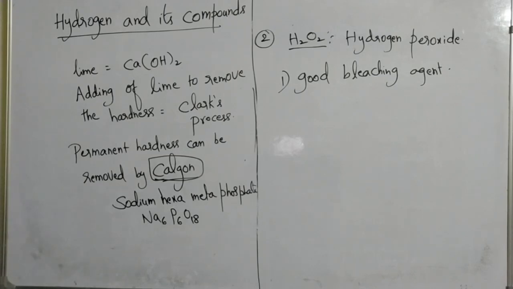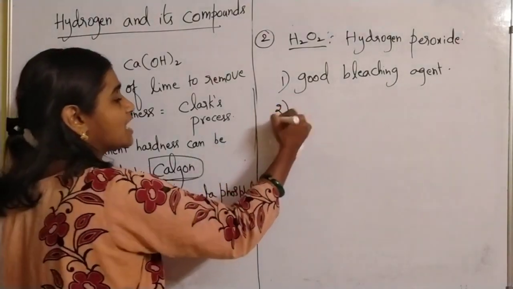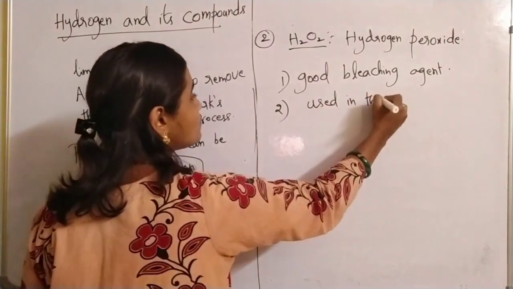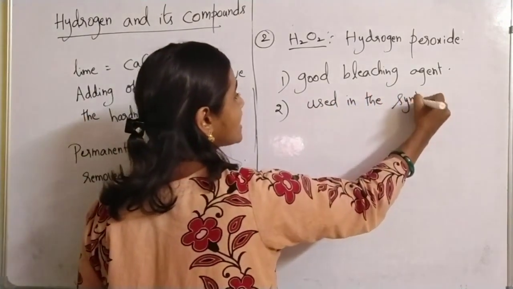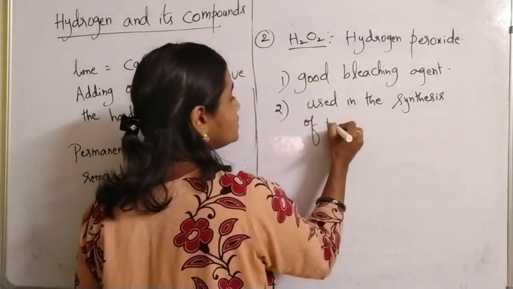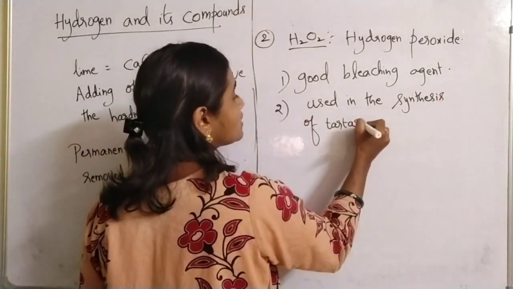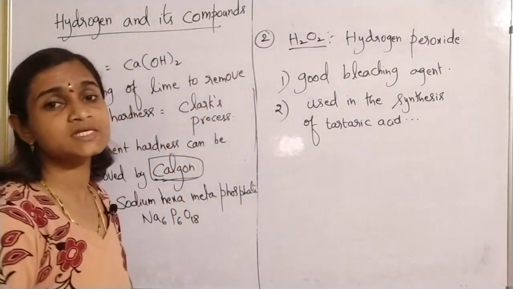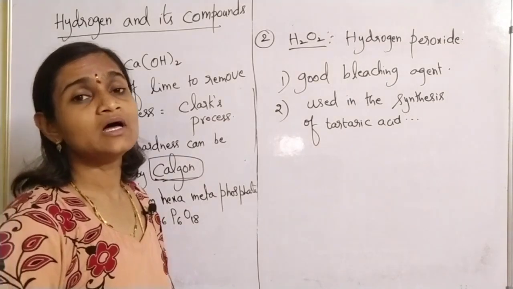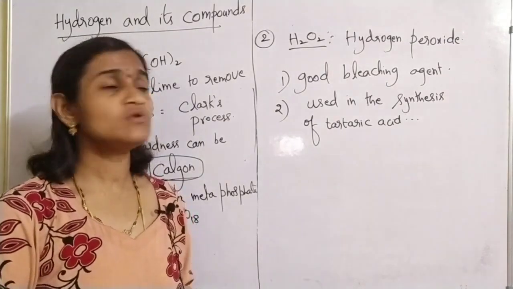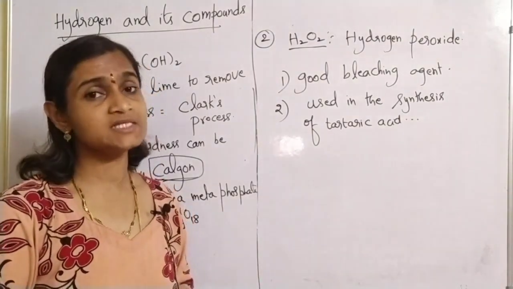It is used in the synthesis of tartaric acid. I think you are aware of tartaric acid. Used in the synthesis of tartaric acid. So certain uses are there, and also to remove the suspended pollutants in the atmosphere, this hydrogen peroxide is used.